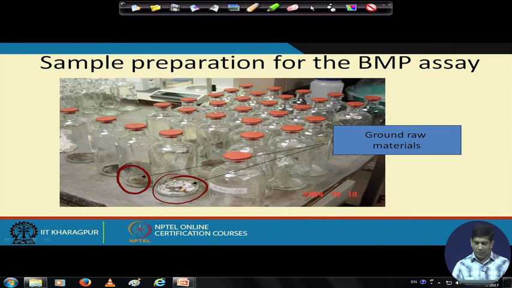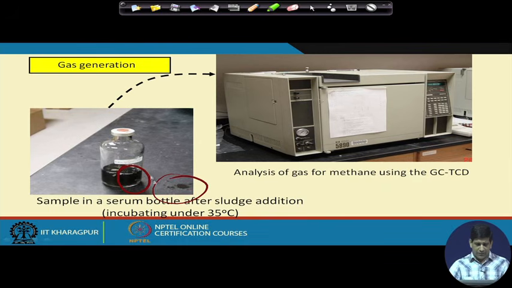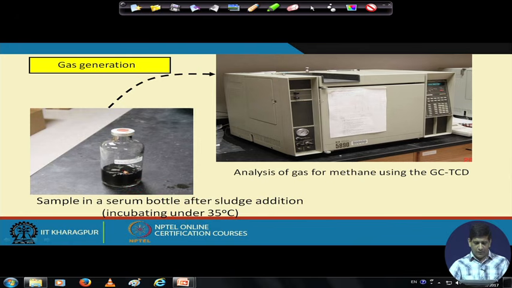So we have the sample. We'll add some inoculum. We'll add some bacteria to it, and let the reaction go on over a period of time. This is the serum bottle with the inoculum, as you can see over here. We incubate it at 35 degrees centigrade. As the gas is produced, we analyze this gas using GC-TCD.